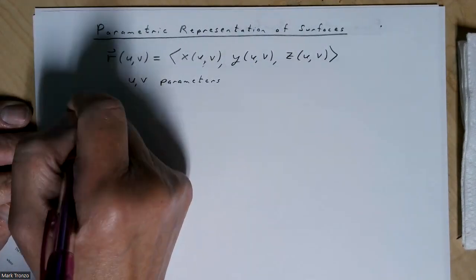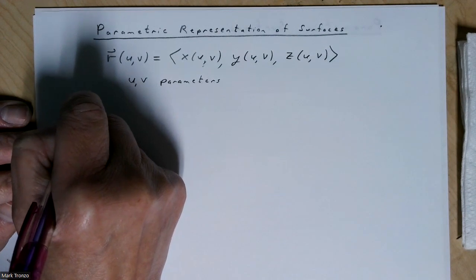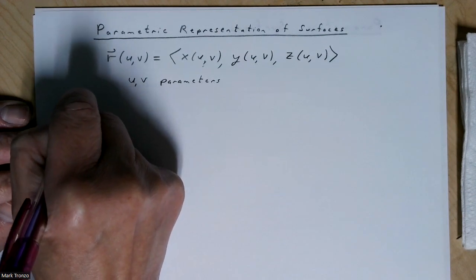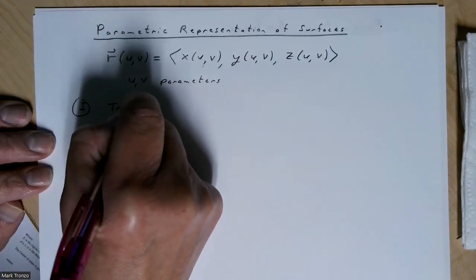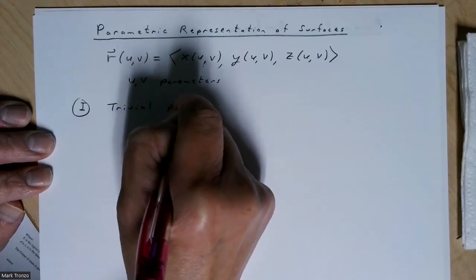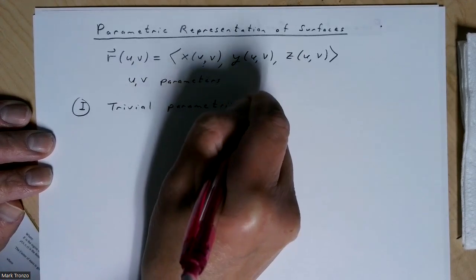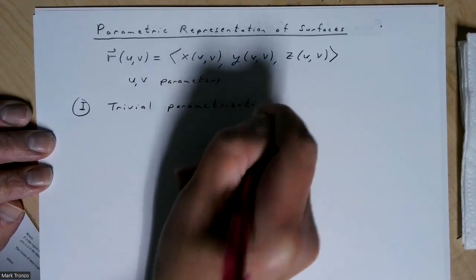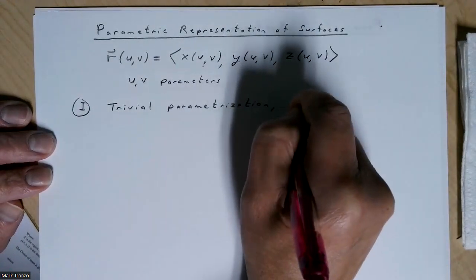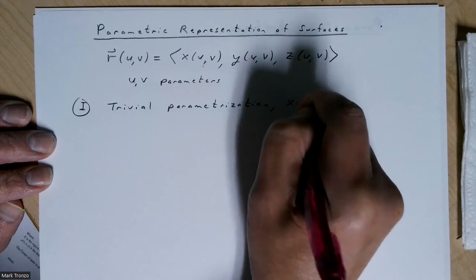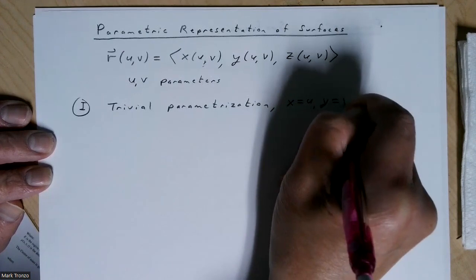Remember, we were dealing with curves, we have like a trivial parameterization. So one way would be to have a trivial parameterization. And that would mean you would set, say, x equal to u and y equal to v.